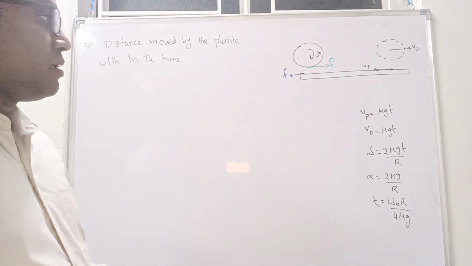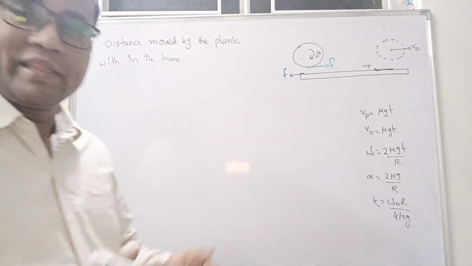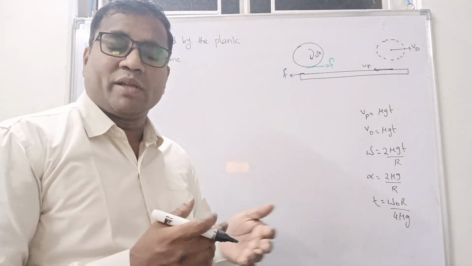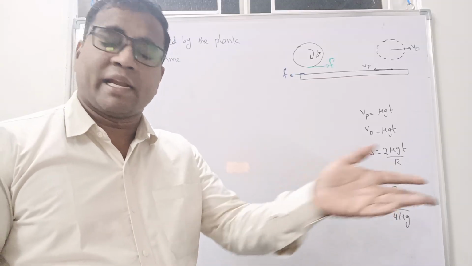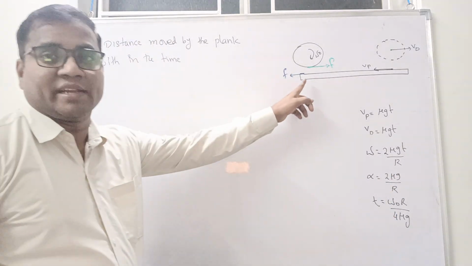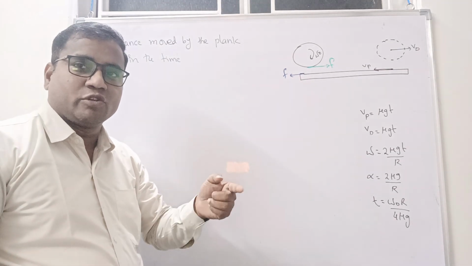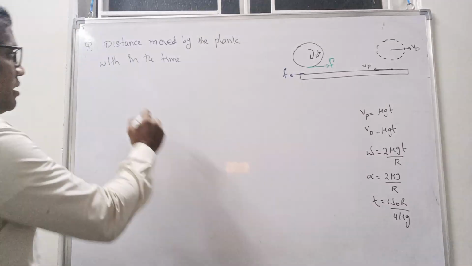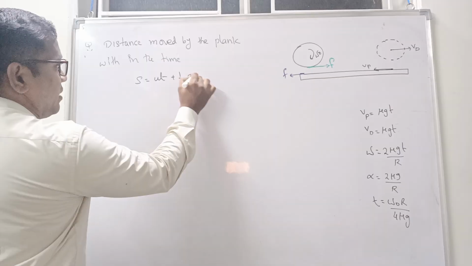Distance moved by the plank within the time. In that time, how much distance will the plank move? Again, this comes under translation only, and we can apply it directly. But here it is accelerated, right? So the plank is accelerated, so I have to use the formula S is equal to ut plus half a t square.